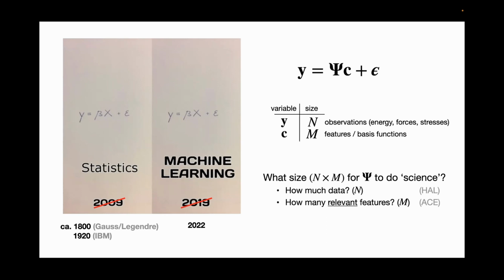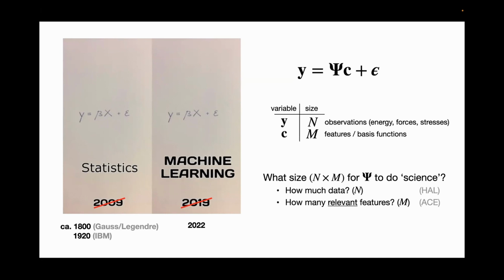science. And with new science I mean determining the melting temperature of an alloy with quantum mechanical accuracy, or determining the density of a polymer. This actually requires us to answer two questions. First of all, how much data do you really need to get a melting temperature, and also how many features, the number of columns of your Psi matrix, do you need to determine this. And for both of these questions we have answers in the forms of HAL and ACE.